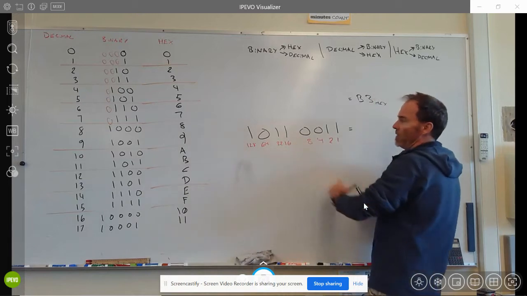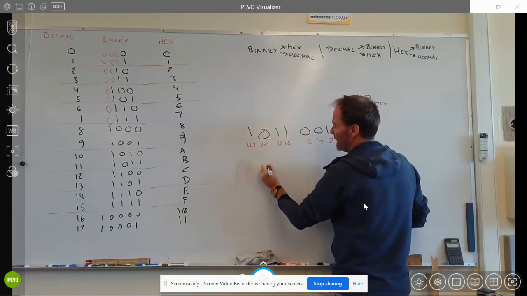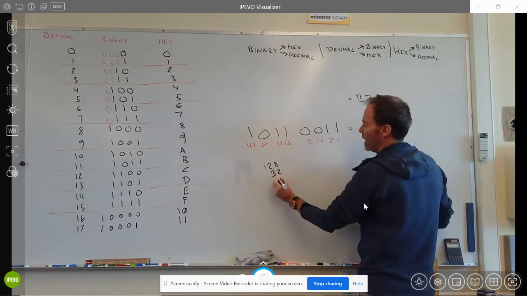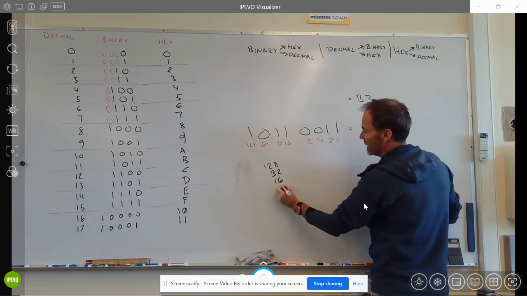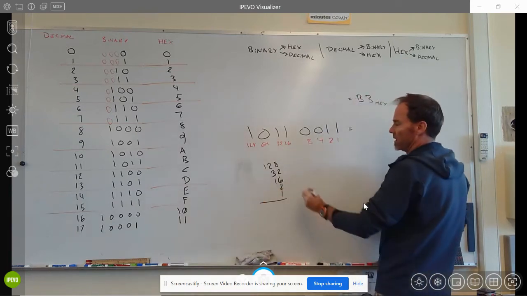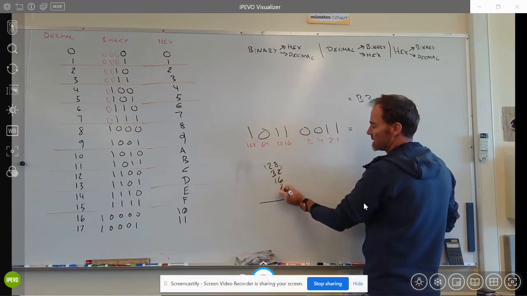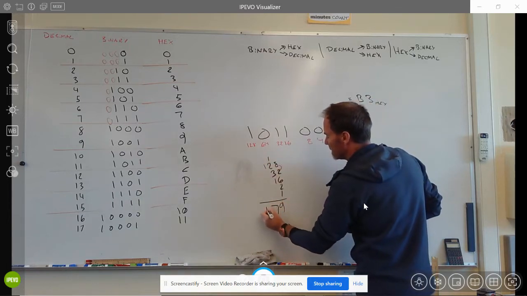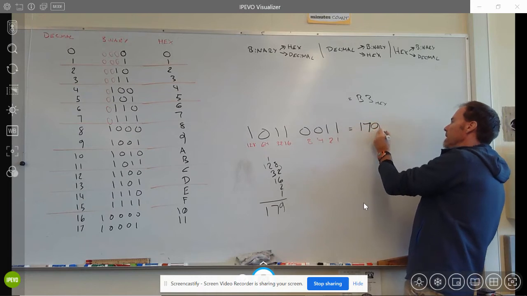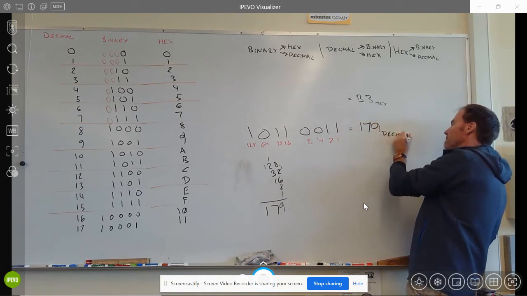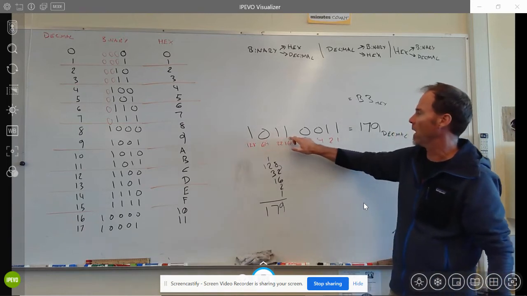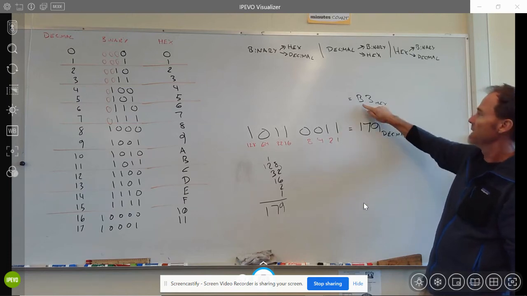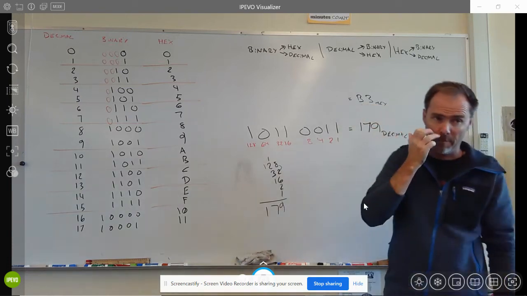So now I add up whatever I have a 1 by. I have a 1 by the 128. I don't have a 64. I have a 1 by the 32 position. I have a 1 by the 16 position. I have a 1 by the 2 position, and a 1 by the 1 position. So 128, 160, 176, 178, 179 in decimal. So basically, 1011 0011 is the same as 179 in decimal, the same as B3 in hex.